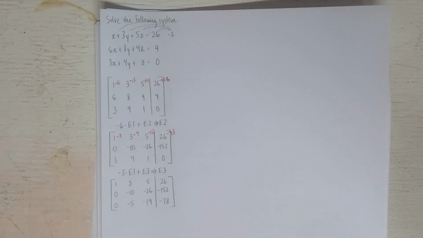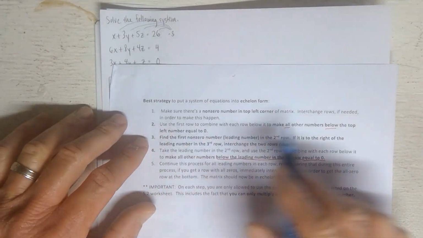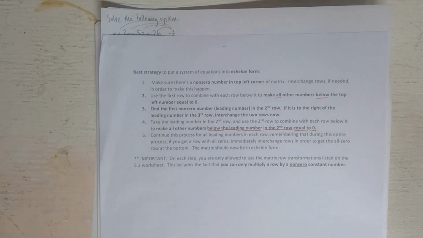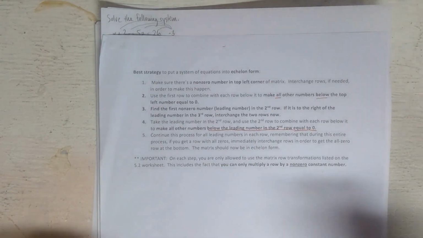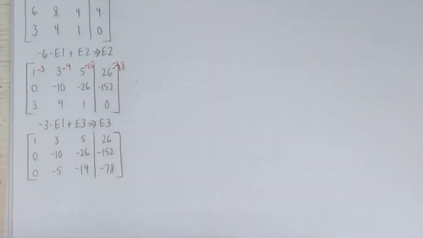And so we did it. We did exactly what they asked us to do: use that first row to make all the numbers below it zeros, by combining the first with the second and then the first with the third. Now what do we do? Now we're going to move on.